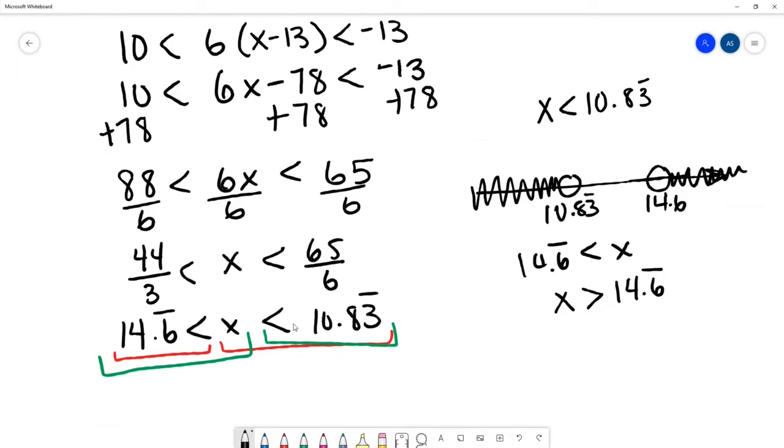And with this compound statement, it's an AND statement, so it needs to have both qualities. It needs to follow the rule of this one, in that the number needs to be less than 10.8, and it needs to follow this rule as well, and this rule tells us that it needs to be more than 14.6. And so as you can see, there are no real numbers that are less than 10 and also greater than 14. And so this inequality is not true.